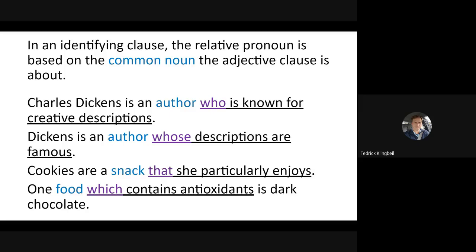We can also say Dickens is an author whose descriptions are famous. Or cookies are a snack that she particularly enjoys. Or one food which contains antioxidants is dark chocolate. Okay? So author, snack, and food, these are the common nouns. Who, whose, that, or which introduce the clauses. All right, so notice how the clauses give additional information.